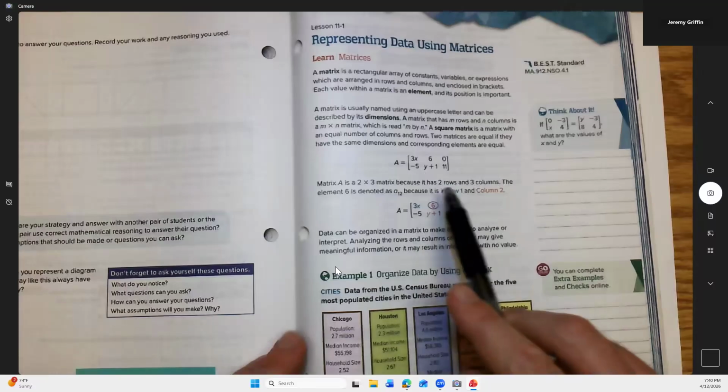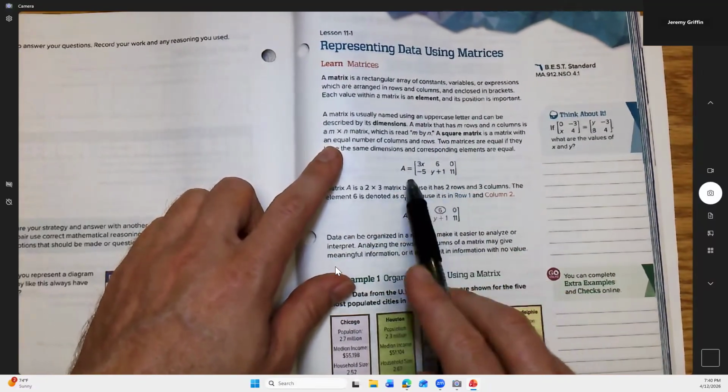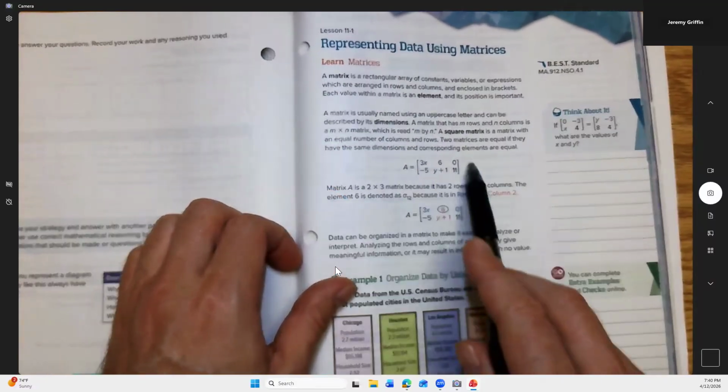So back to dimensions and elements. Looking at this matrix, I see 2 rows and 3 columns, so I would call this a 2 by 3 matrix.